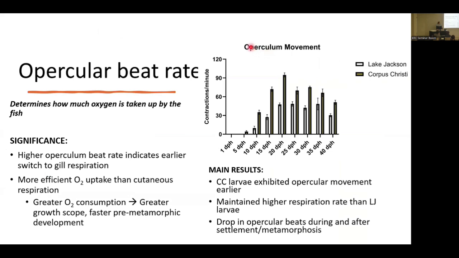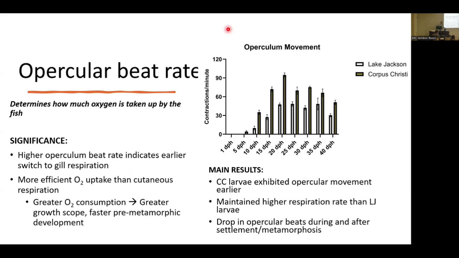The format of the figure is a bit weird, but the first thing we're going to talk about is that opercular beat rate, because, as we'll see, this is a pretty huge driver of what we saw later on in my data set. Measuring the rate of that movement is going to be a good proxy for the development of gill respiration in these fish.